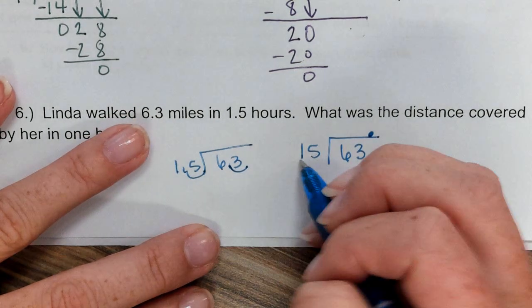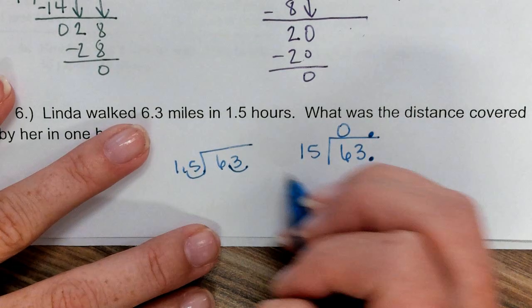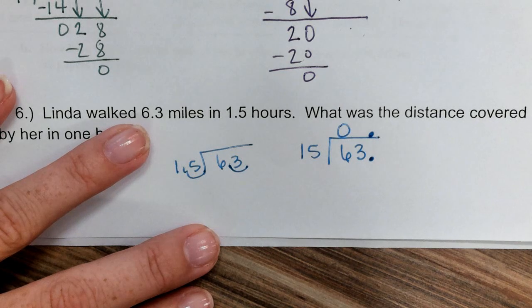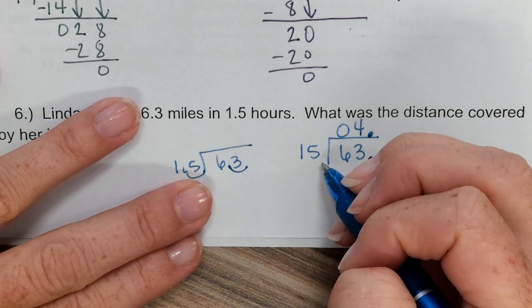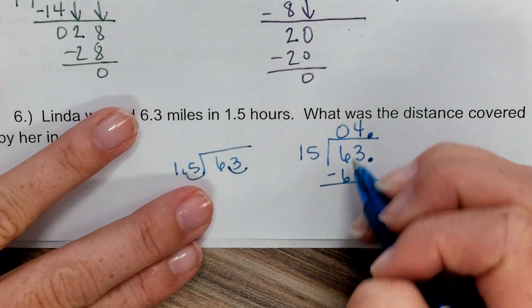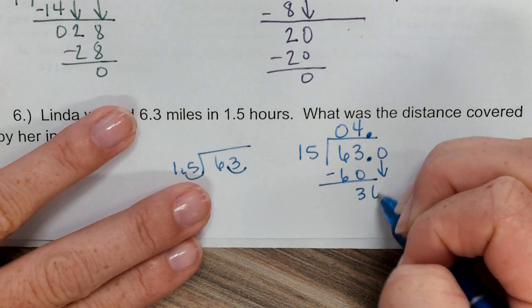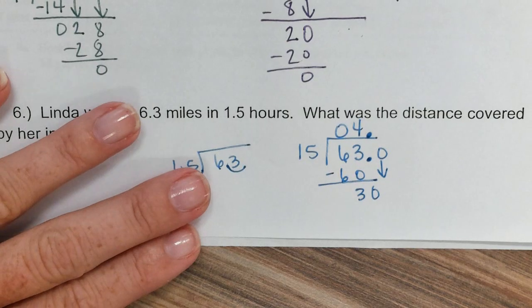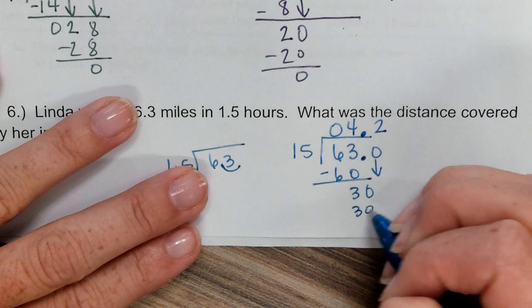Yes? Can 15 go into 6? No. Can 15 go into 63? Let's count by 15s. 15, 30, 45, 60. So it can go into it 4 times. And 4 times 15 is 60. We just said that. Then I subtract. 63 minus 60 is 3. Can I bring a 0 down? Does 15 go into 30? Yes, 2 times. And 2 times 15 is 30, and it zeroes out.